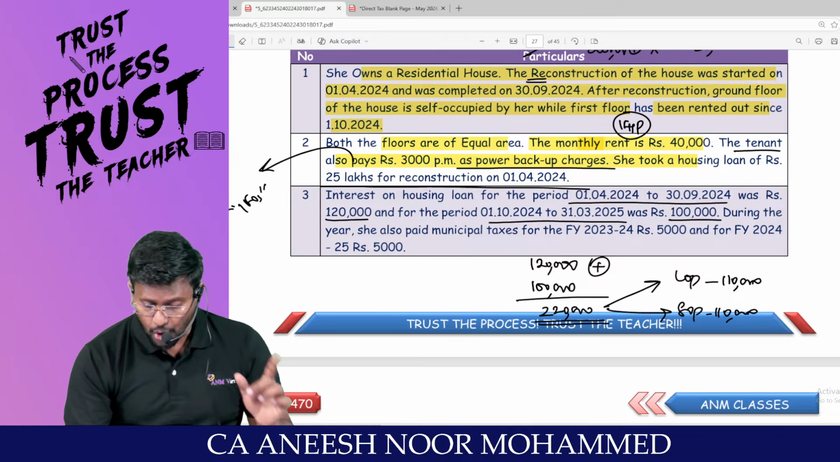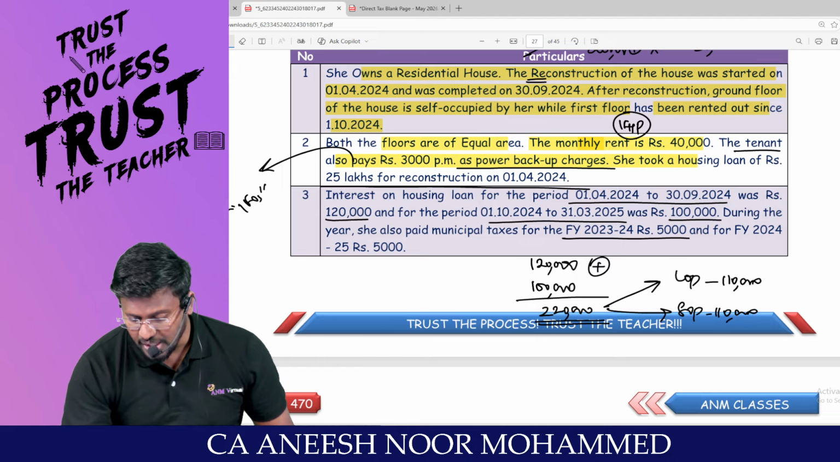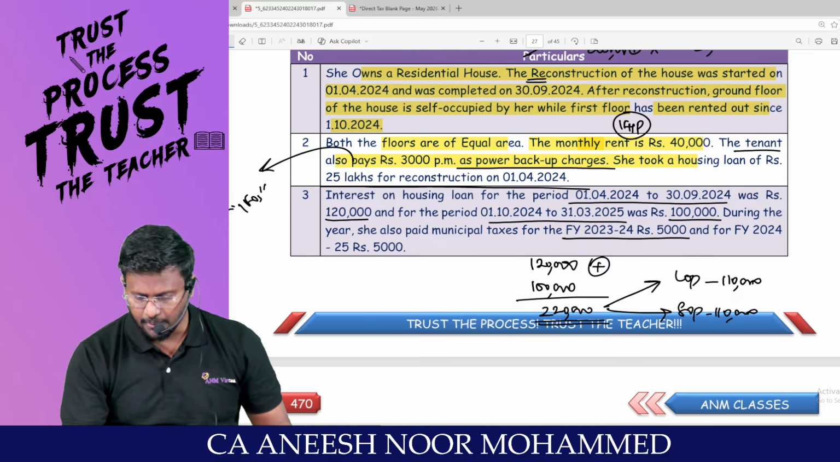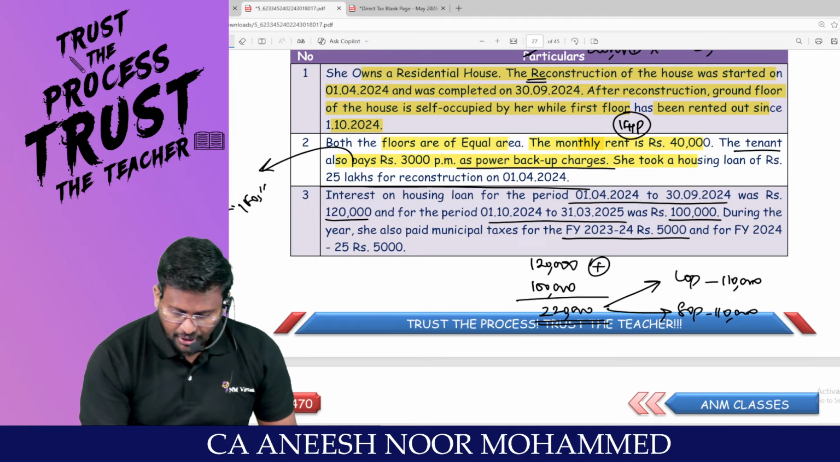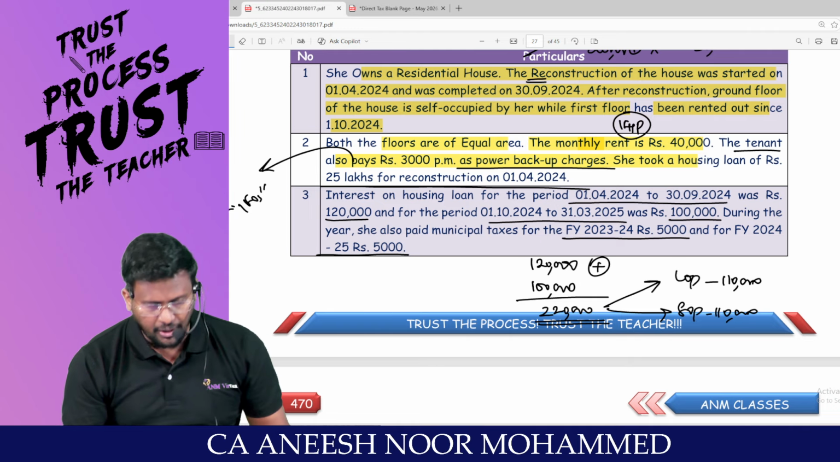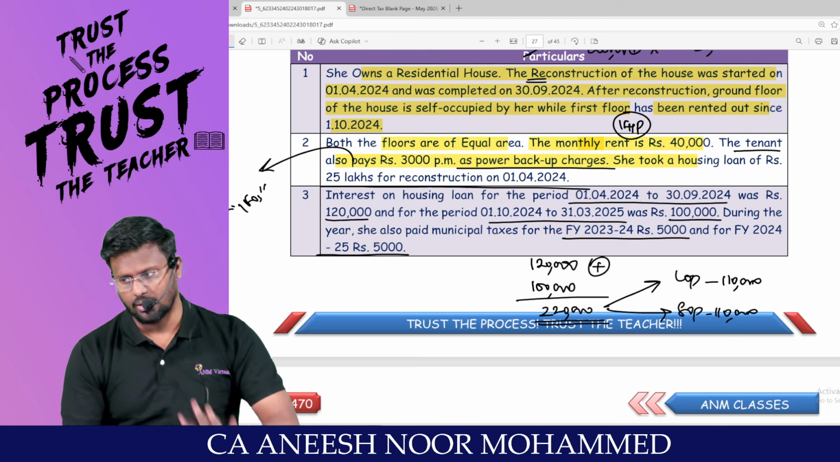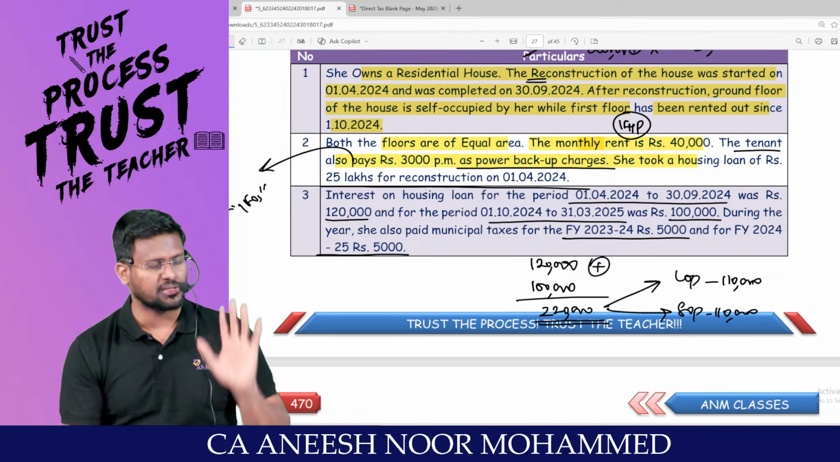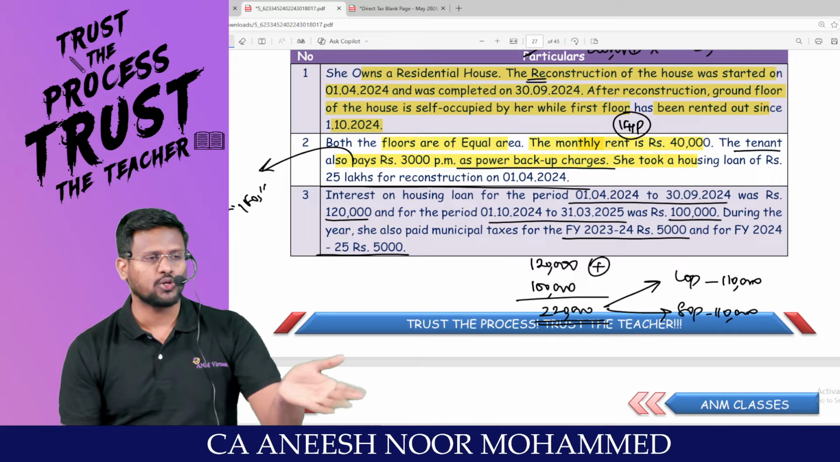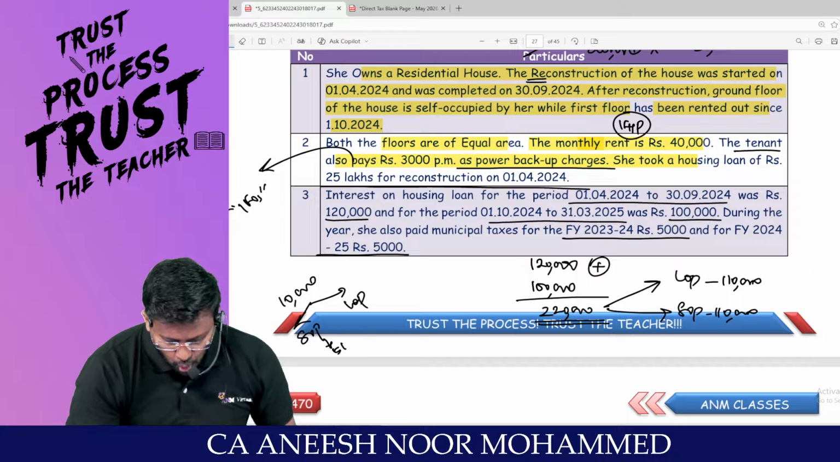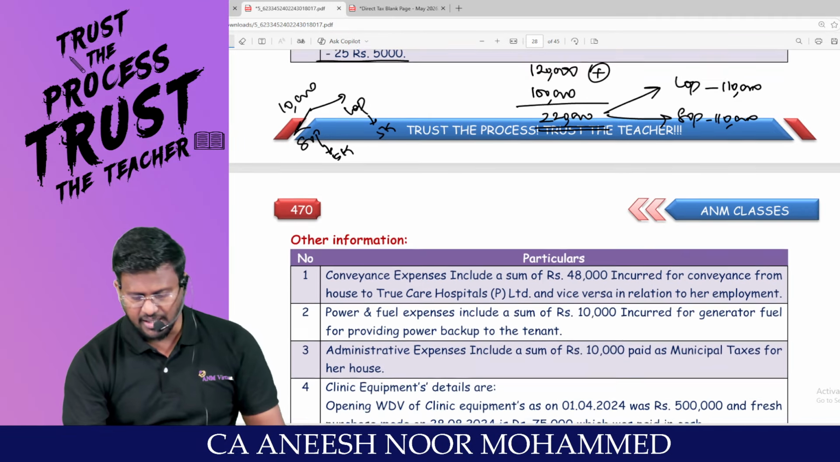During the year, she also paid municipal tax of financial year 23-24. Last year's municipal tax has been paid in the current year, rupees 5,000, and financial year 24-25 current year is 5,000. Municipal tax paid by the owner. Last year paid, current year can be claimed as deduction. Current year paid, current year can also be claimed as deduction. Total 10,000 is there. Should be bifurcated between SOP and LOP. For SOP 5K and for LOP 5K; SOP 5K cannot be claimed as a deduction.